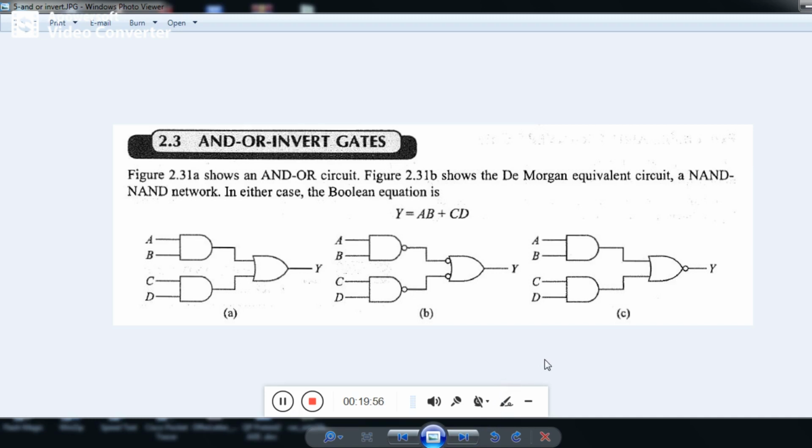So with this, the basic concept of gates I have completed. Now we will move to the next concept. In the next session we will see what is AND or invert gates and other important logical expressions. Thank you.